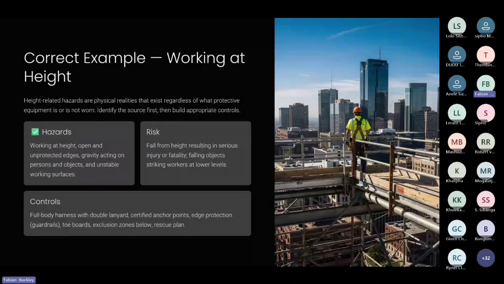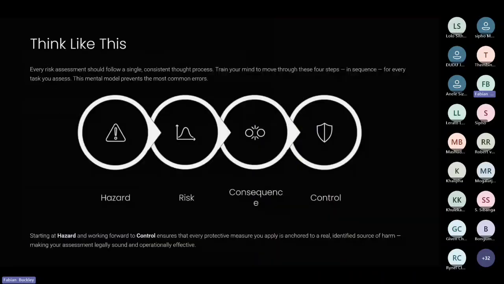Okay. So think like this. Every risk assessment should follow a single consistent thought process. Train your mind to move through these 4 steps in sequence for every task you assess. This mental model prevents the most common errors: our hazard, our risk, our consequence, our control. Starting at hazard and working forward to control ensures that every protective measure you apply is anchored to a real, identified source of harm, making your assessment legally sound and operationally effective.